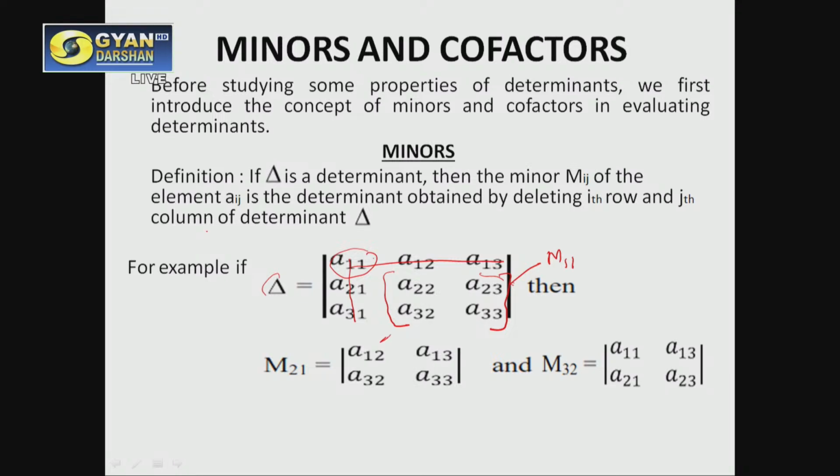Just repeat the definition, just re-understand the definition. If delta is the determinant, then minor Mij of the element aij is the determinant obtained by deleting the ith row and jth column.